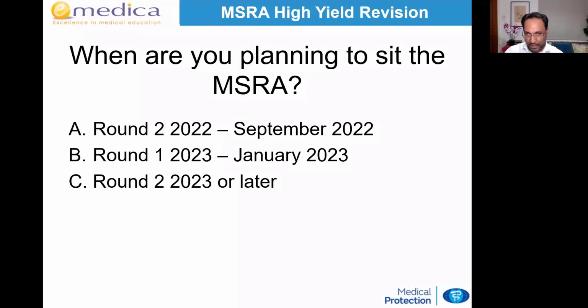Okay, so as I would expect, given the timing of this session, about 3/4 of you are planning to sit in round 2. So that's the exam in September, a month away. And then about 1/4 of you sitting it in round 1 2023. So that's the January 2023 exams for August 2023 start. And then a very few people come really early planning for round 2 2023 or later.